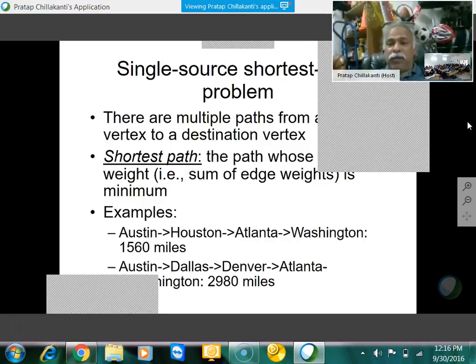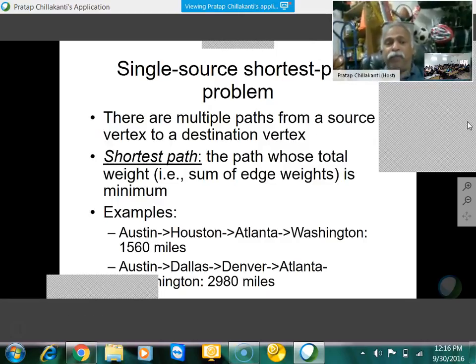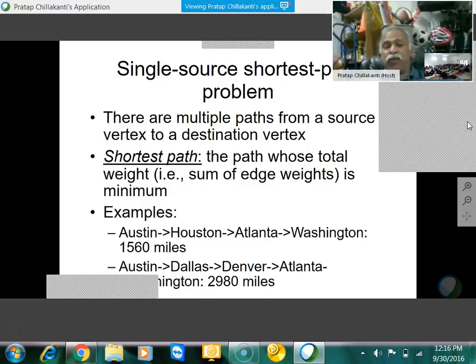It's a pretty easy concept. So, multiple paths from a source vertex to a destination vertex. The path whose total weight is minimum is the shortest path.